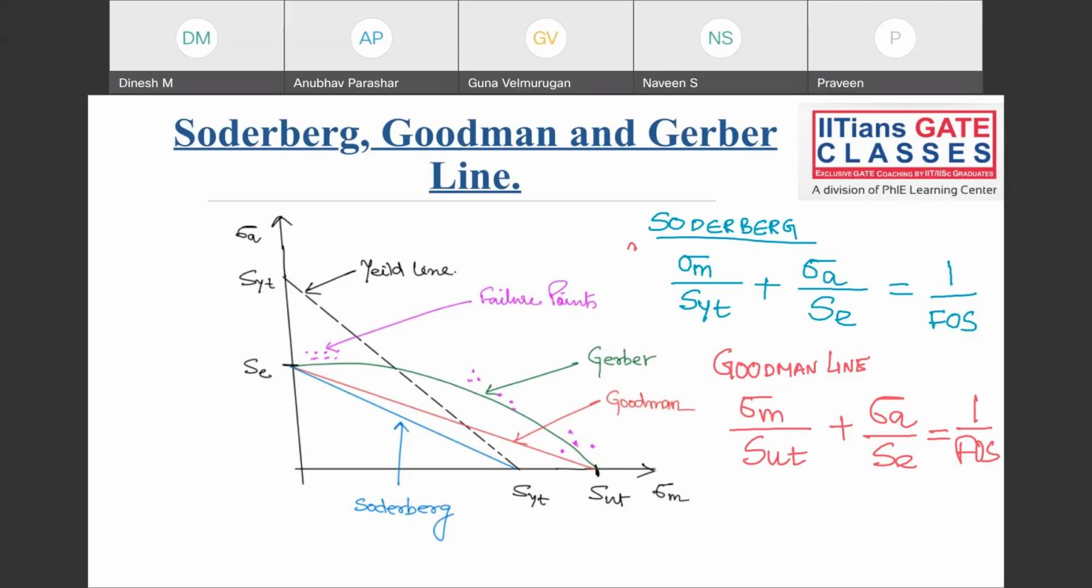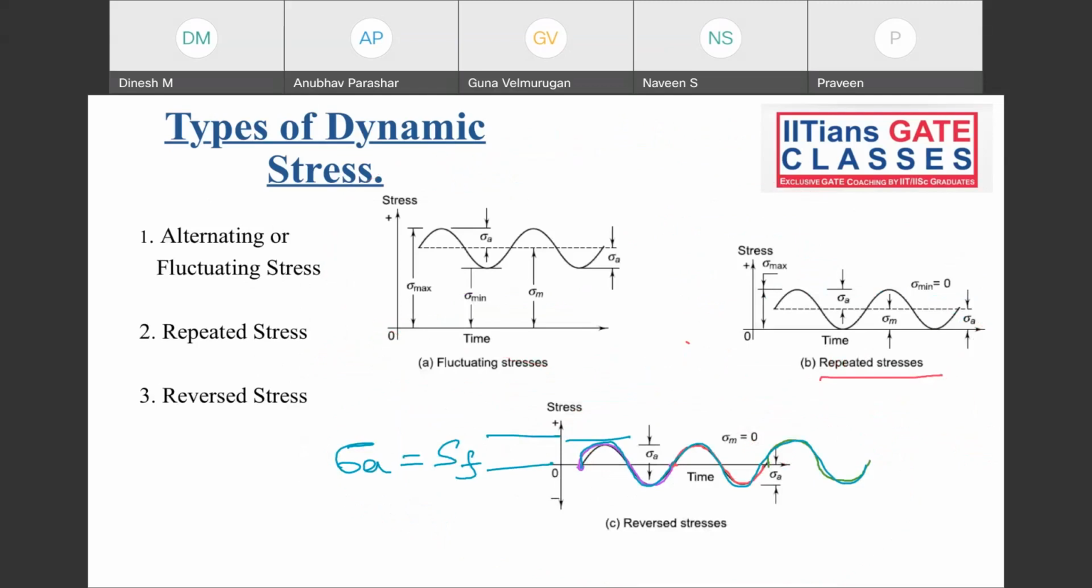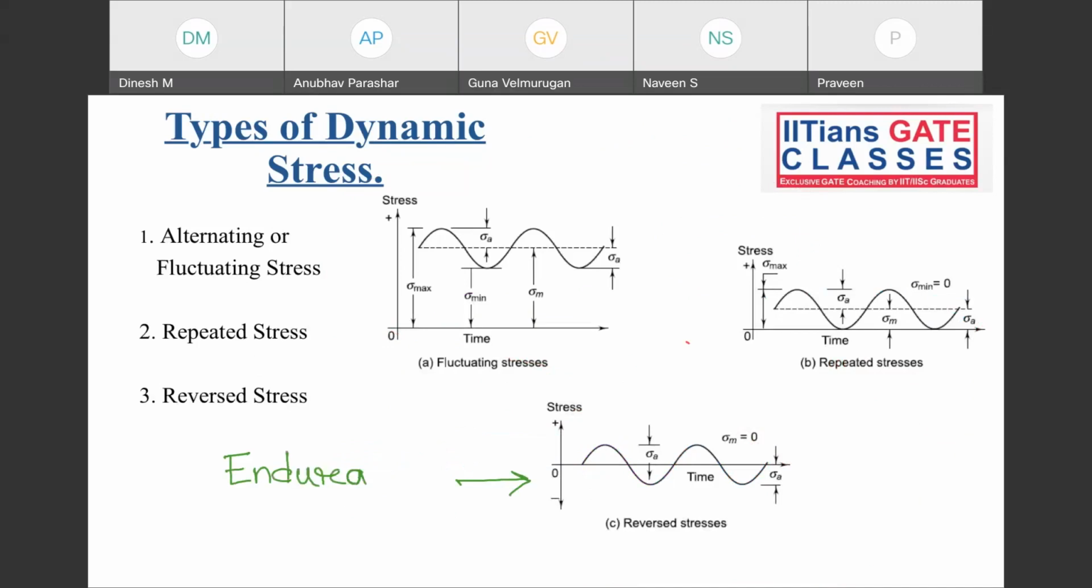So here, my dear friends, what do these lines predict? Let us go back to our types of stresses. Whenever it is a reversed stress, all of us now know we are going to use the endurance limit, right?